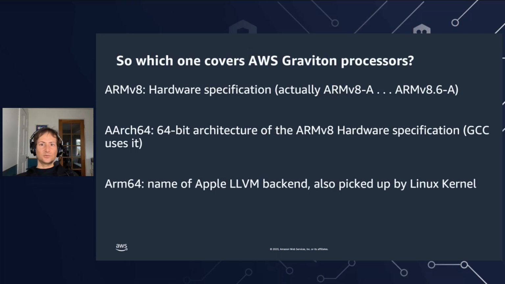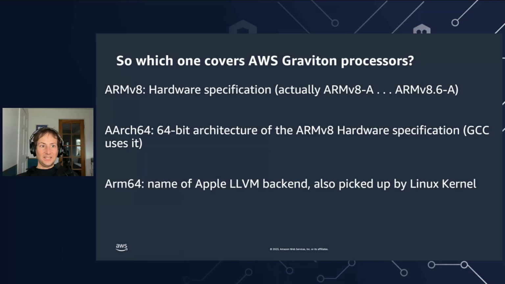So with regards to the Graviton processors, you will see three main things. One thing is ARMv8. That's the hardware specification, the specification of the design of the cores. Actually, it's ARMv8-A, since that's the architecture not for the low power, but for the high performance types of cores. And you might see ARMv8.6-A, which is one of the latest revisions of that architecture. But ARMv8, that's the hardware specification.